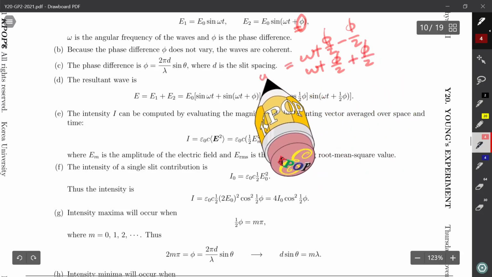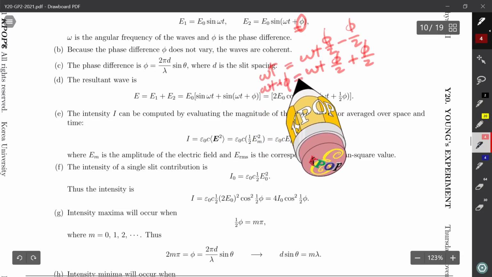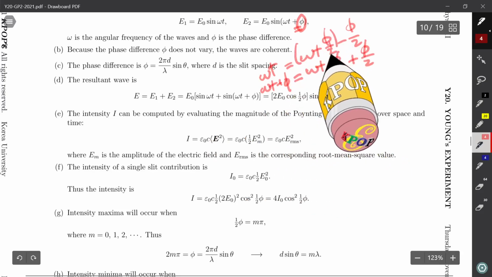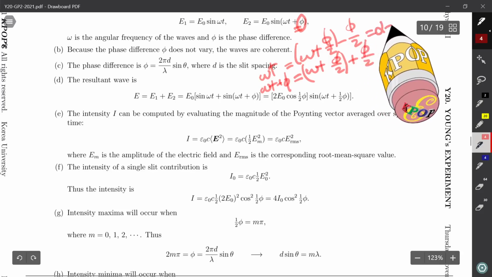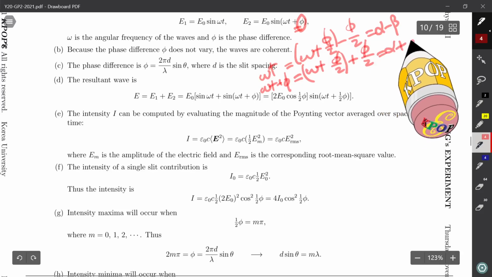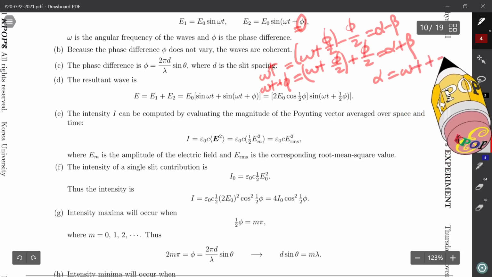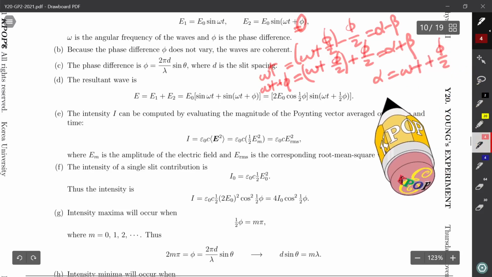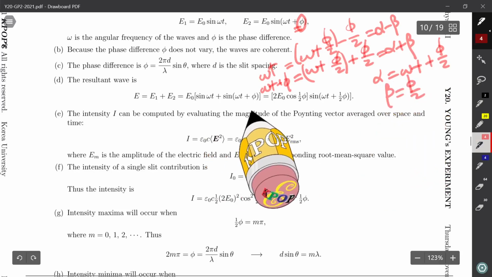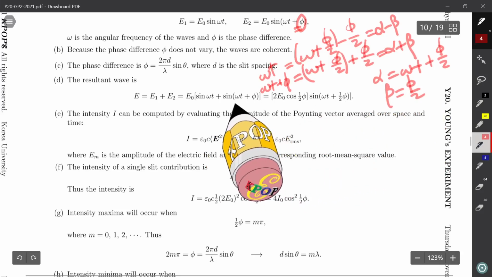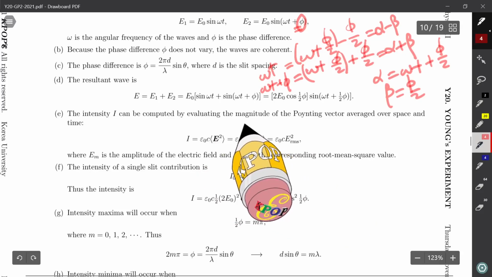What is omega t plus phi? This can be expressed as alpha minus beta and alpha plus beta, where alpha is omega t plus 1/2 of phi, and beta equals 1/2 of phi. By making use of the expansion formula for sine of alpha plus beta and sine of alpha minus beta, this can be computed in an easy way.